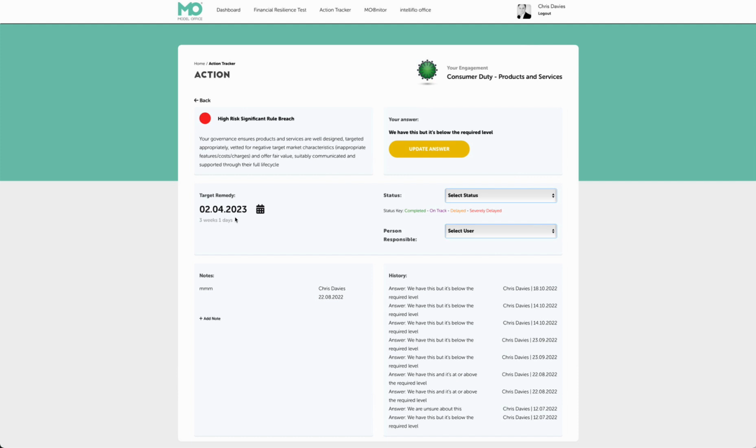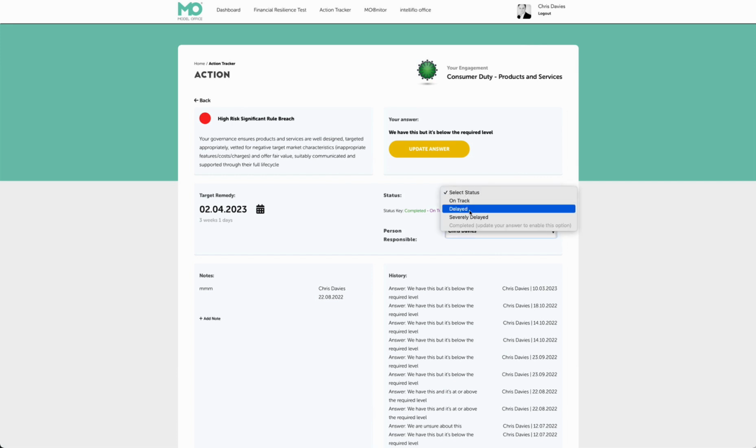You can add this into your calendar, so it will appear as an alert in your calendar. It gives you a target remedy date, which is the reds have 3 months to get done, the ambers 6 months, and the greens 9 months. But obviously with the deadlines, then it will give you a ticking clock, if you like, until April and July. With the consumer duty, person responsible is the most senior person responsible for any particular area, and then you can give it a status: on track, delayed, severely delayed.